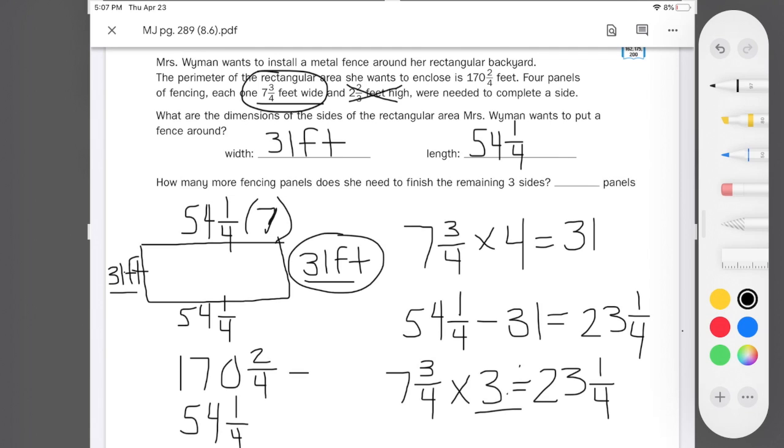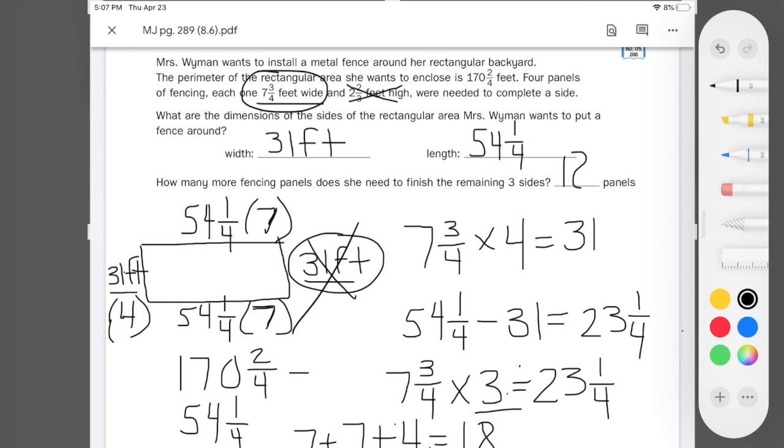Okay. So, if we have 7 panels for there, 7 panels for this one, and 4 panels for this one because it told us it took up 4. We've already covered this side. We don't need it. We need to add up 7 plus 7 plus 4, which is going to equal 18. So the amount of remaining panels that we need are 18.